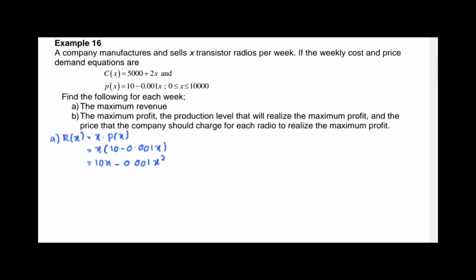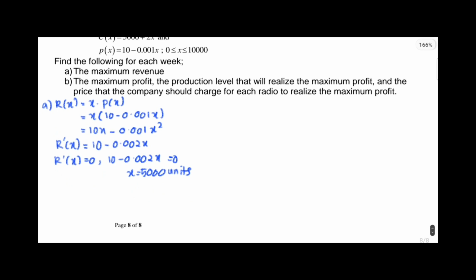The maximum revenue occurs when R prime, the marginal revenue, equal to 0. So first we have to find the marginal revenue. So we differentiate the revenue function. R prime of x equal to 10 minus 0.002x. So when R prime equal to 0, 10 minus 0.002x equal to 0, then x equal to 5,000 units. And then we prove that this is the maximum revenue. So R double prime, the second derivative, equal to negative 0.002, which is less than 0. Then we can say that the maximum revenue occurs when x equal to 5,000 units.